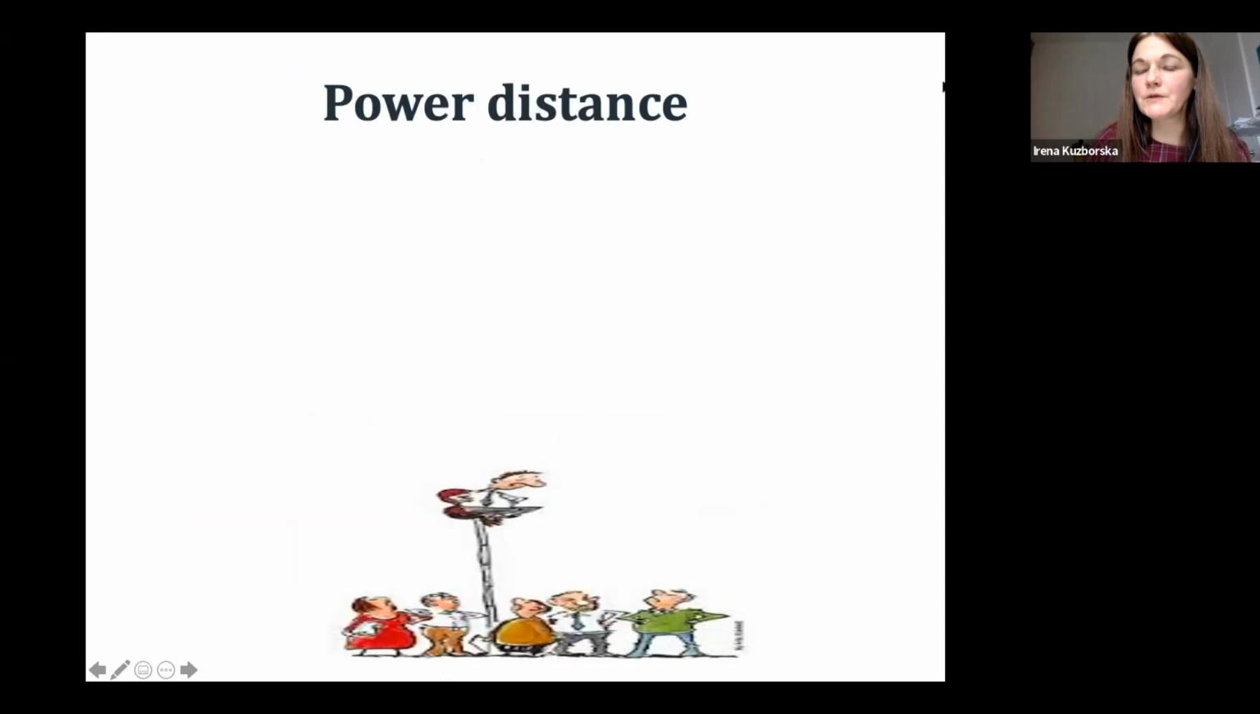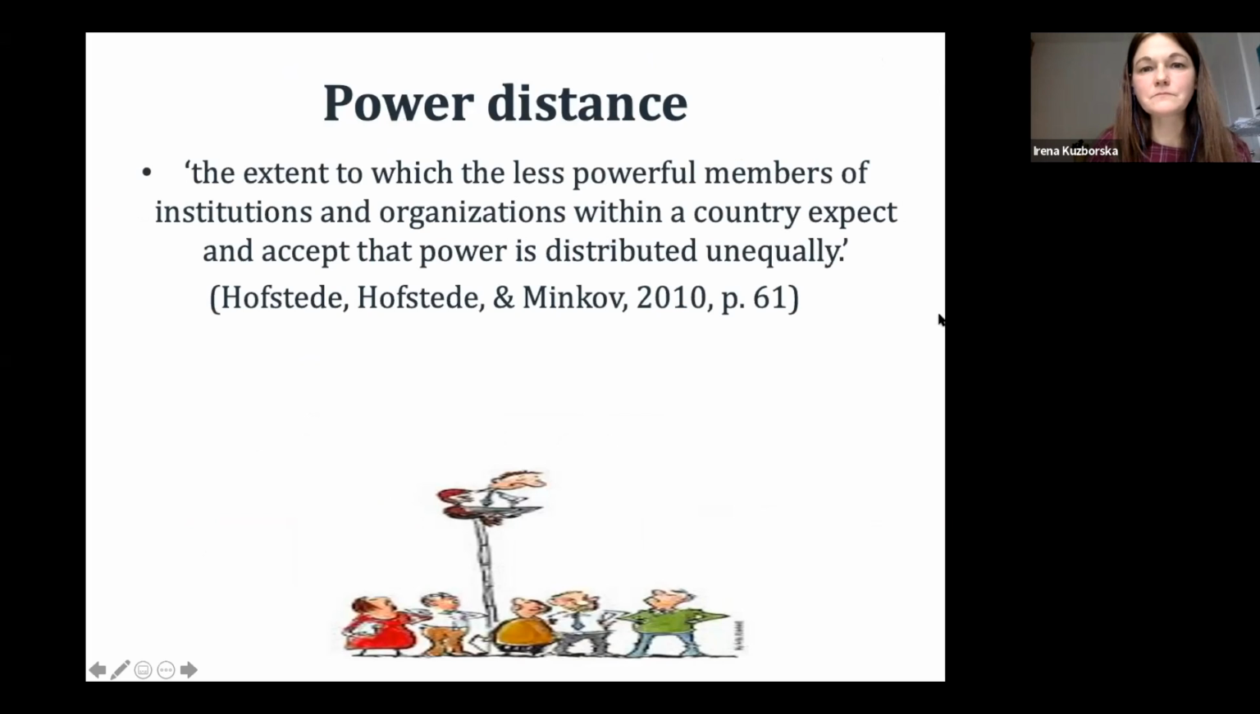So another value is power distance. It's about the extent to which the less powerful members of institutions and organizations within a country expect and accept that power is distributed unequally. Again, this is Hofstede's definition, written in 2010, so we still have these discussions.